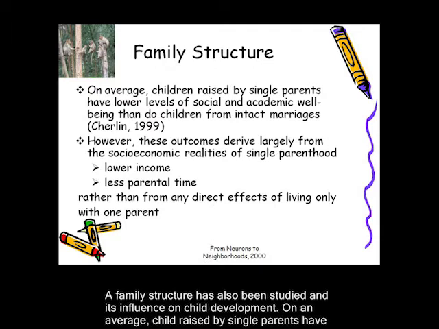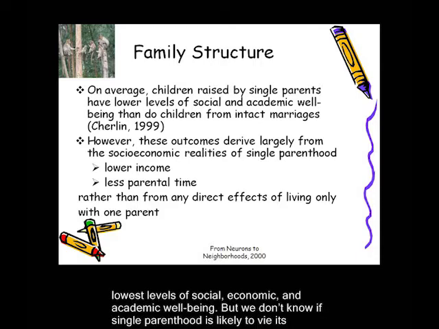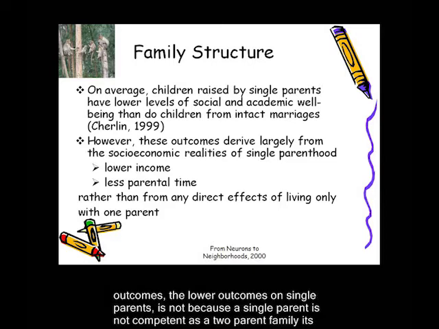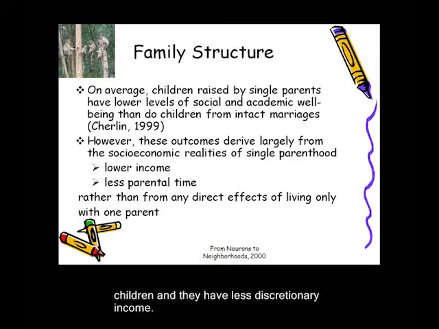Family structure has also been studied, and its influence on child development. On average, children raised by single parents have the lowest levels of social and academic well-being. But we don't know if single parenthood has effects via its effects on lower income and less parental time, rather than just being a single parent. So a lot of the lower outcomes in single parents is not because a single parent is not as competent as a two-parent family. It's because probably they're spending so much time providing for the family, they have less time to spend in quality time with the children, and they have less discretionary income.